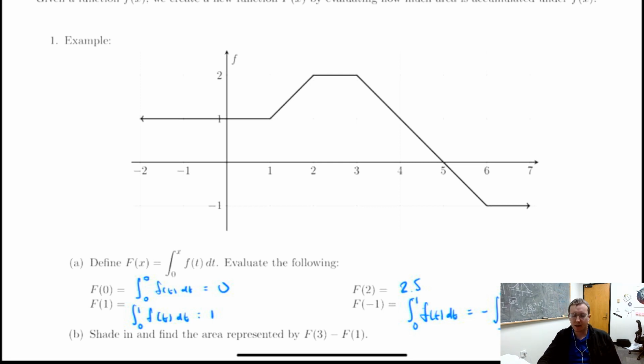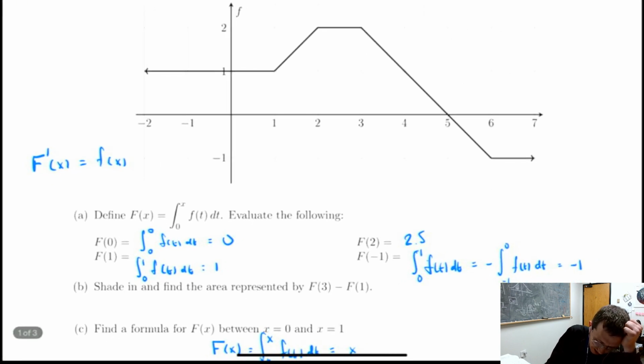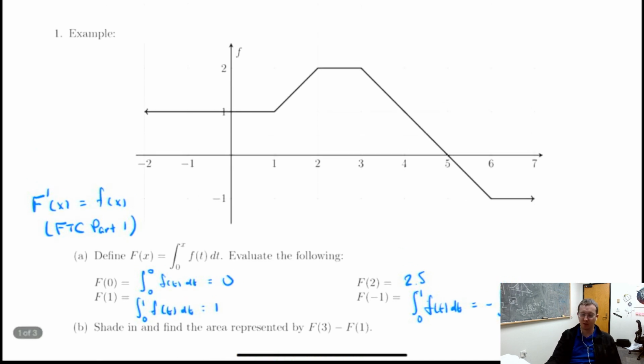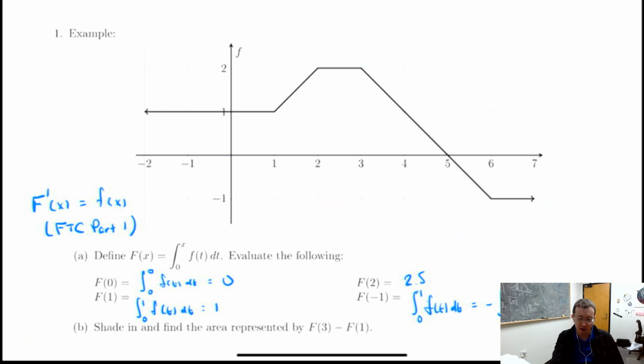Really what's going on here is the relationship between capital F and little f can be described this way, but it's also true that the derivative of capital F is little f. That is the content of the fundamental theorem of calculus part 1. So you've been asked questions like this much earlier in the course, because essentially we've given you the graph here of the derivative of big F, and then we're asking you questions about big F based on its derivative.